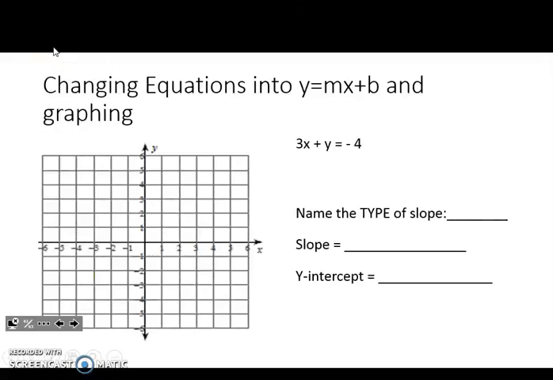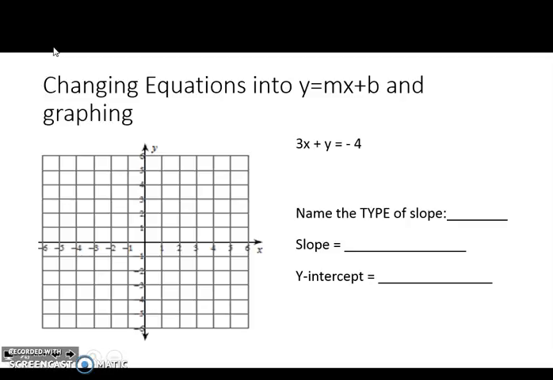Alright guys, in this video we are going to be changing equations into y equals mx plus b, which is the slope-intercept form, and we're going to be graphing them. It is just one extra step more than we've already been doing. Okay, it shouldn't be that difficult. I'm going to do 3 examples and then you have a few more to do on your own.